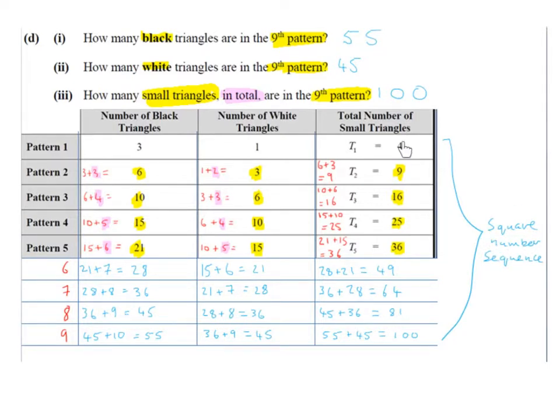So 2 squared is 4, 2 times 2 is 4. 3 squared is 9, 3 times 3 is 9. 4 squared is 16, 4 by 4 is 16. 5 squared is 25, 5 by 5 is 25. 6 squared is 36, 6 by 6 is 36. 7 squared is 49, 7 by 7 is 49. 8 squared is 64, 8 by 8 is 64. 9 squared is 81, 9 by 9 is 81. And 10 squared is 100, 10 by 10 is 100.